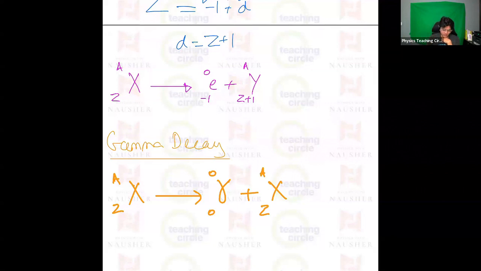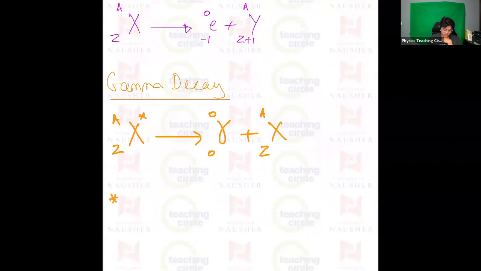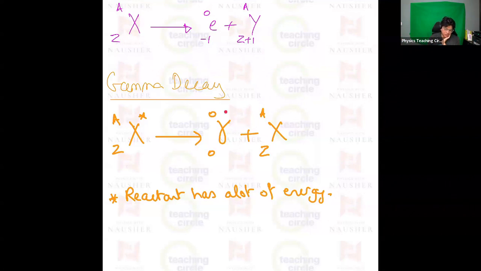The only thing that we do is we put a star over here. The star over here shows that the reactant has a lot of energy. That's all. और वो energy उसने release कर दिया. That energy has been released in the form of this, but nothing happened to X. It just released a lot of energy.